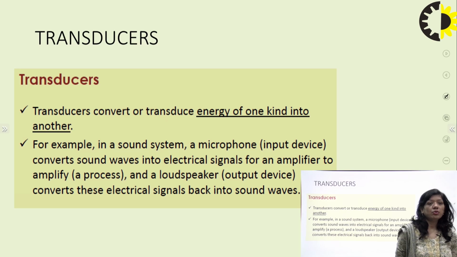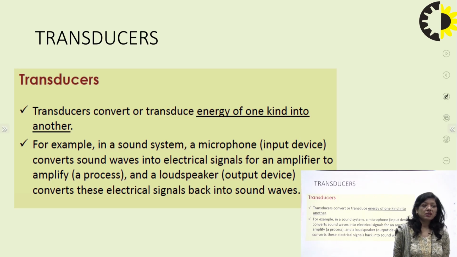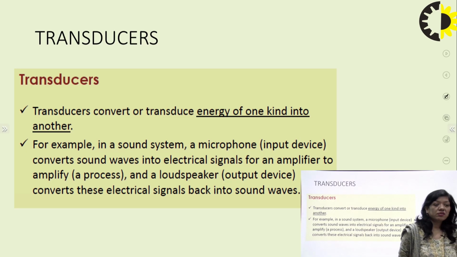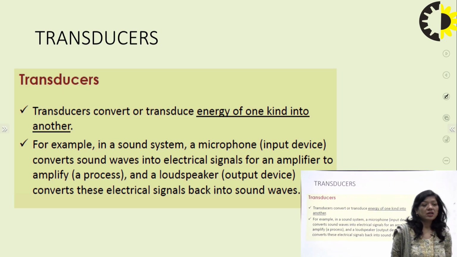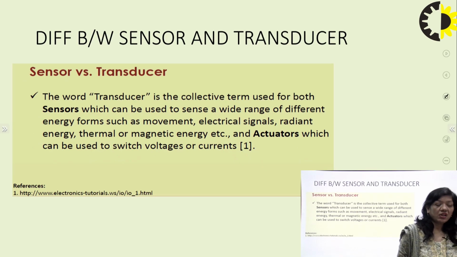The next term related to a sensor is the transducer. A transducer converts or transduces energy of one kind into another. For example, in a sound system, a microphone, which is an input device, converts sound waves into an electrical signal for an amplifier to amplify and process, and a loudspeaker, which is an output device, converts this electrical signal back into sound waves. So what is the difference between sensor and actuator?